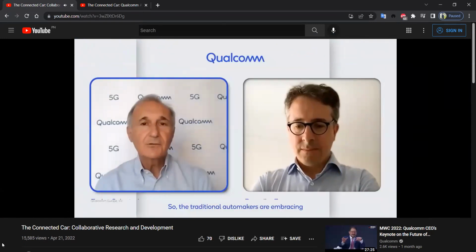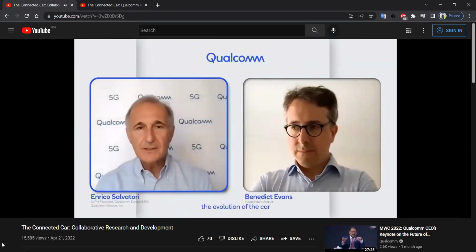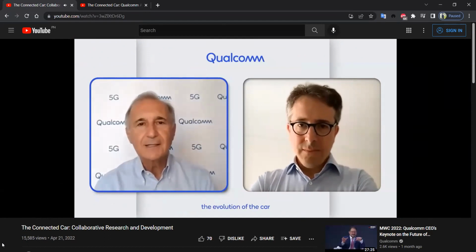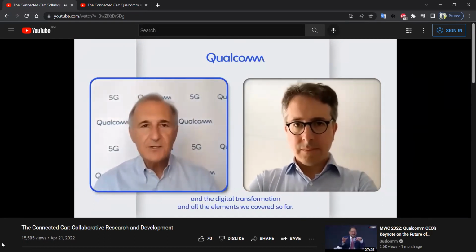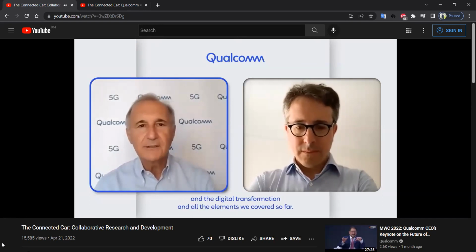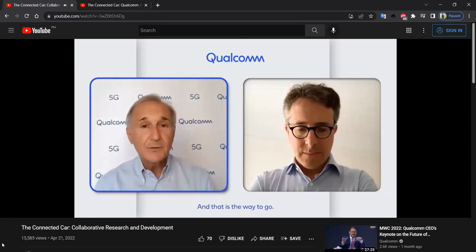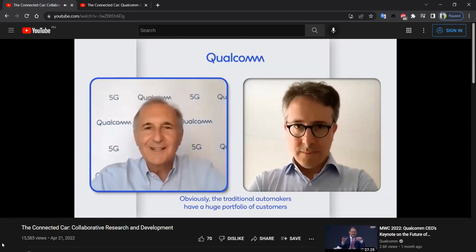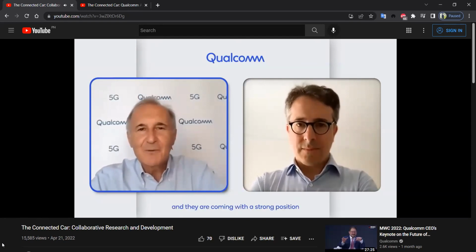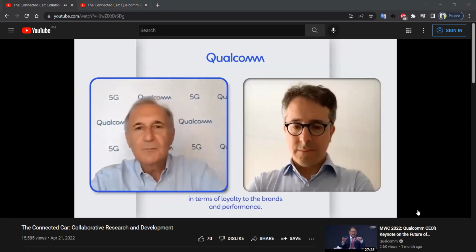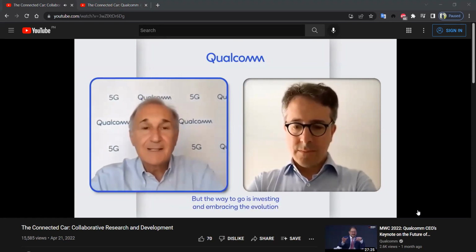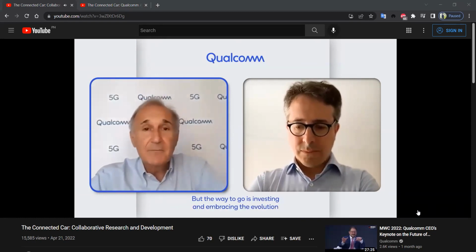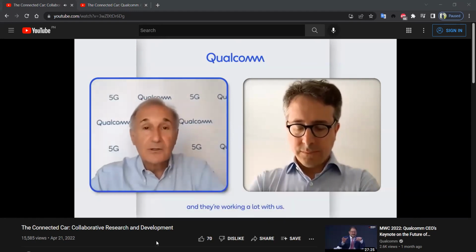So the traditional automakers are embracing the evolution of the car and the digital transformation and all the elements we covered so far. And that is the way to go. Obviously, the traditional automakers have a huge portfolio of customers, and they are coming with a strong position in terms of loyalty to the brands and performance. But the way to go is investing, embracing the evolution, and they're working a lot with us.